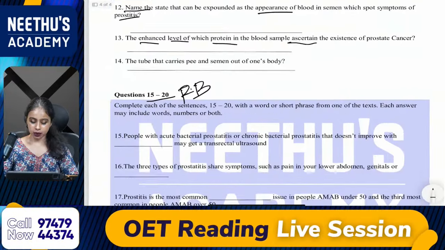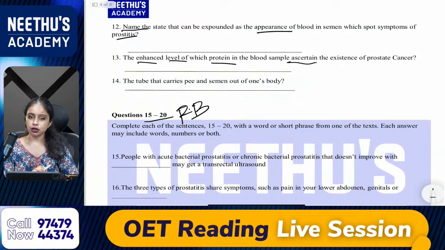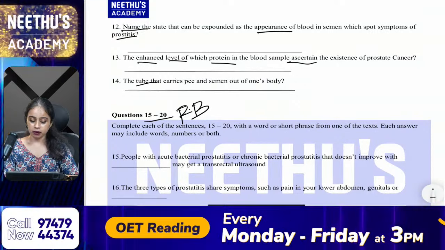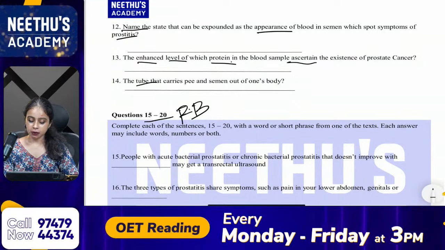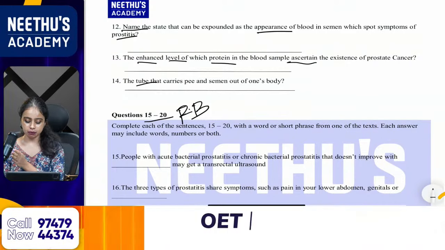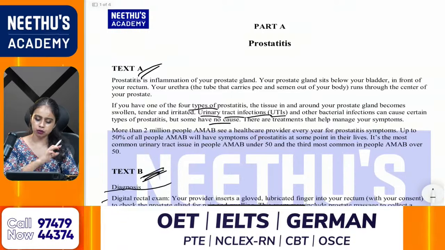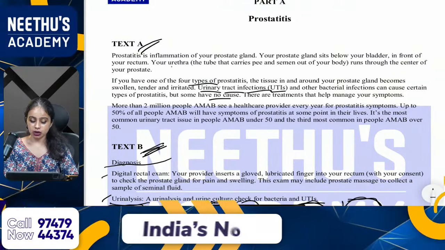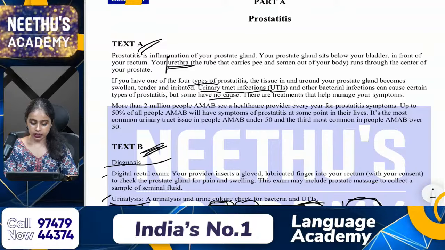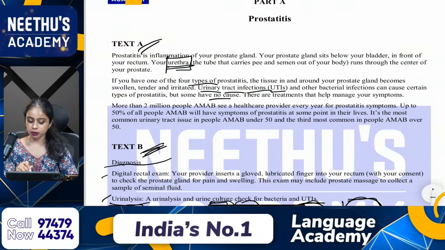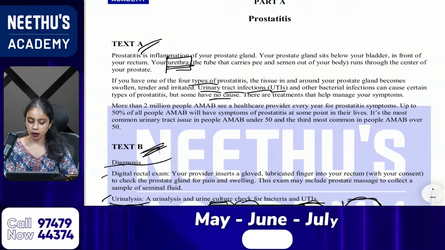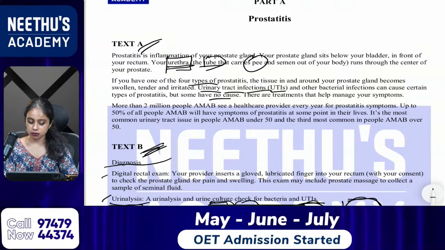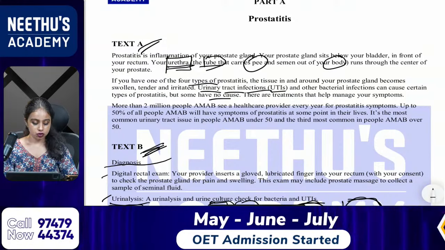Okay, then the next one, 14, the last one: the name of the tube that carries pee and semen out of one's body. So what is the name of the tube? Which is very easy, from text A. Second line: your urethra is the tube that carries pee and semen out of your body. Those are the keywords. So that is urethra.